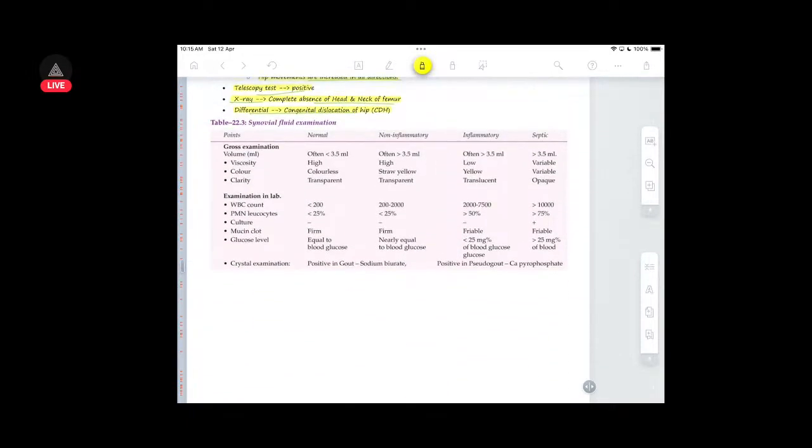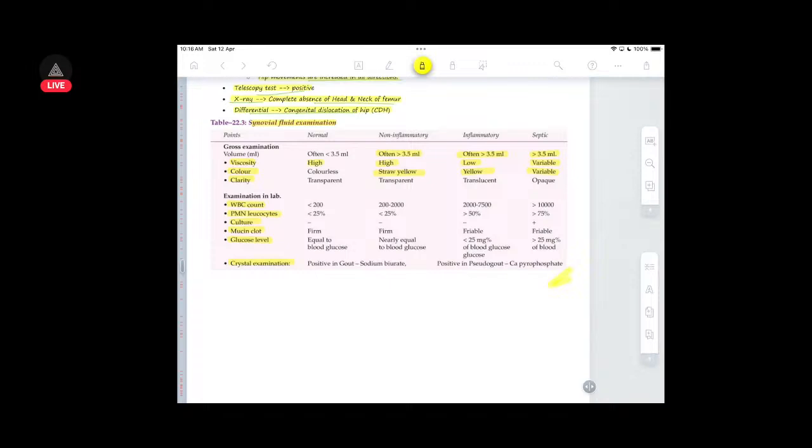Then you can do synovial fluid examination: viscosity, color, clarity, WBC count, PMN count, culture, mucin clot, glucose level, and crystal examination. So there are various different features. Volume will be more than 3.5 in almost all cases of arthritis. Viscosity will be high in non-inflammatory, low in inflammatory, and variable in septic. Color is normal in the normal joint; generally in non-inflammatory it's yellow, and variable in septic.